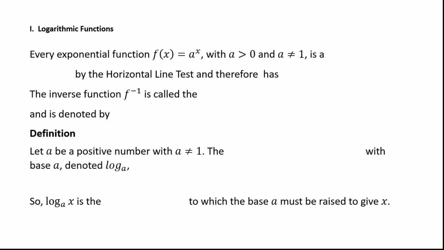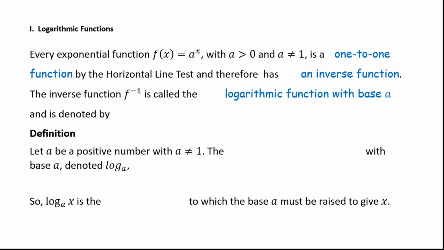Roman numeral 1, logarithmic functions. Every exponential function, f of x equals a to the x, with a positive and a not equal to 1, is a one-to-one function by the horizontal line test, and therefore has an inverse function. The inverse function f inverse is called the logarithmic function with base a and is denoted by log subscript a.